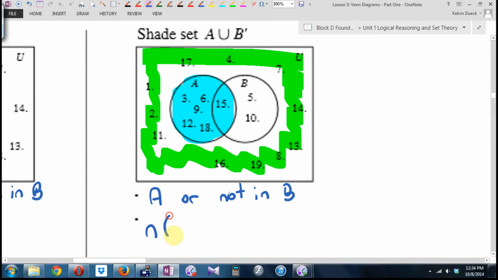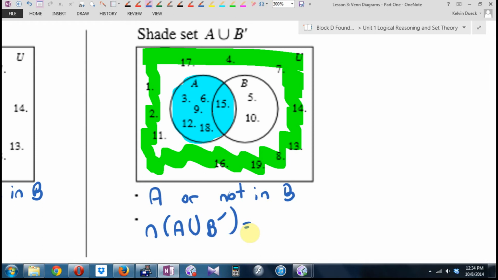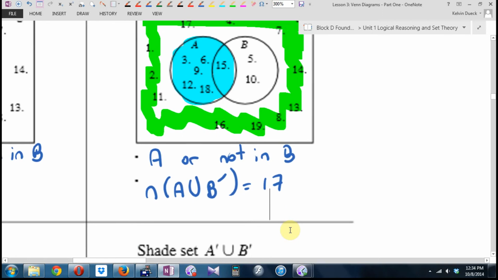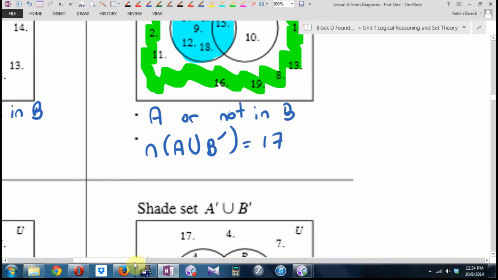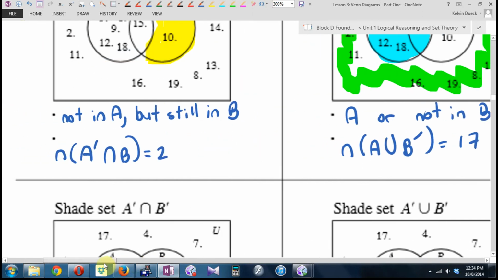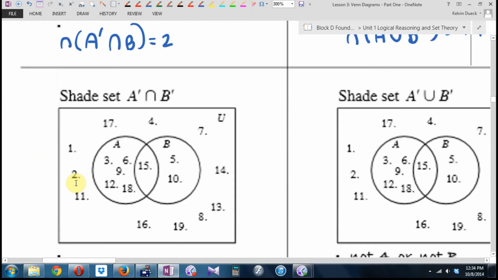What is n of A union B prime? Don't count. Minus 2 from what? Not from 20, but from 19. So in your head, please, Brendan, without a calculator. There you go. Okay, I'm getting this. By the way, can you see this is a nice visual method to help me figure out what we're talking about here? Much easier than the abstract stuff.